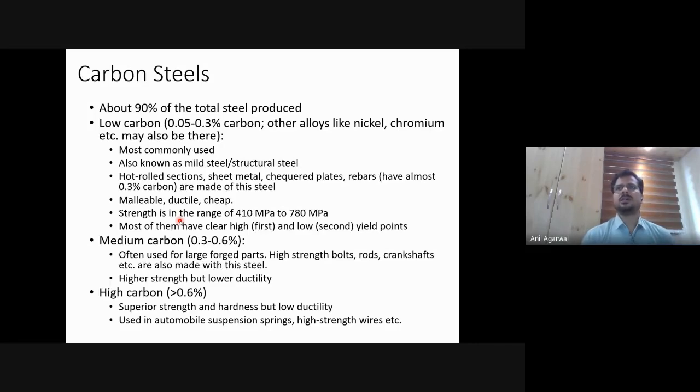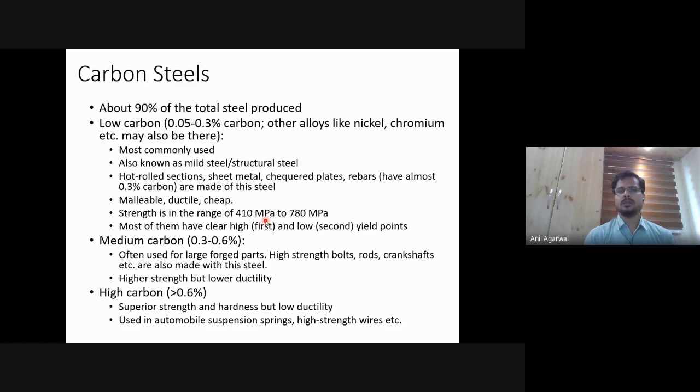So mild steel is a very generic term which is typically used for steels up to 250 or sometimes up to 300 MPa yield strength. Therefore, a more technical designation would be low carbon steel. Okay, and it is decently malleable. It has an ultimate strength in the range of 410 MPa to 780 MPa, and these are all given in different codes. I will go to those codes in a minute.